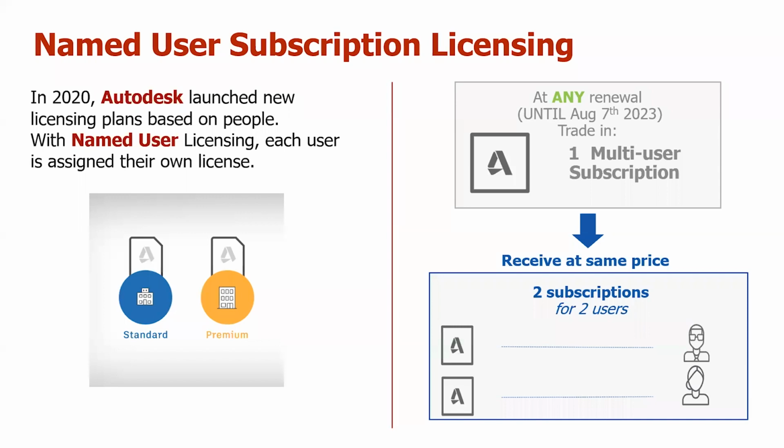So for example, if I had a contract coming due in January that has a multi-user subscription that would normally cost $1,000 to renew, during that time in January, I can trade in that multi-user subscription and receive 2 named user subscriptions in its place at $500 a piece.